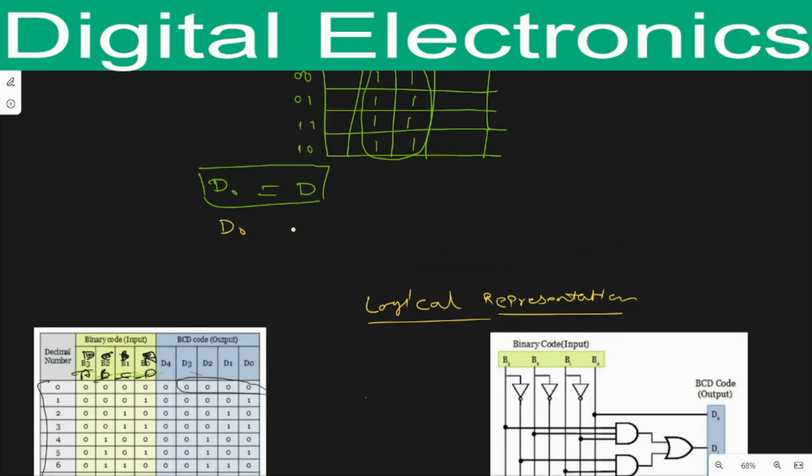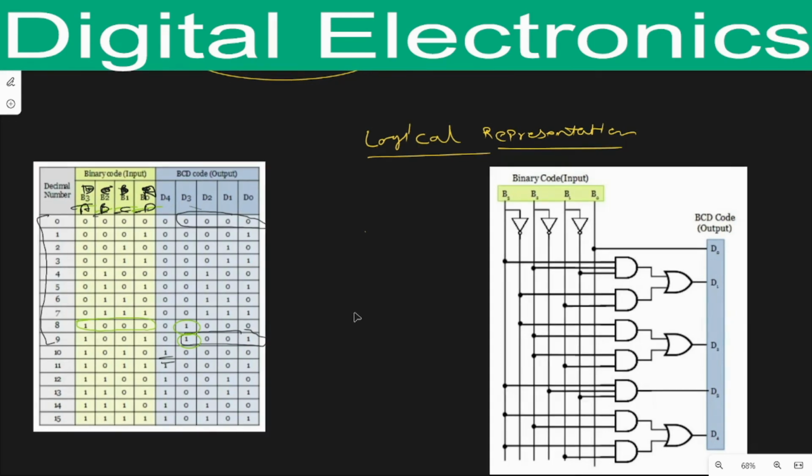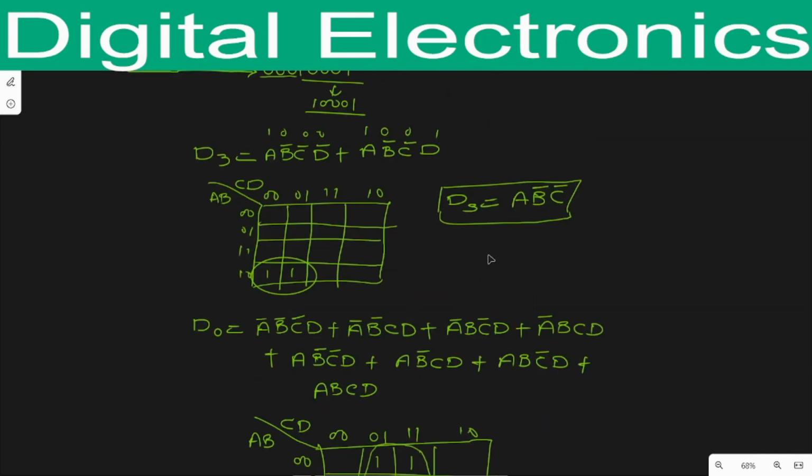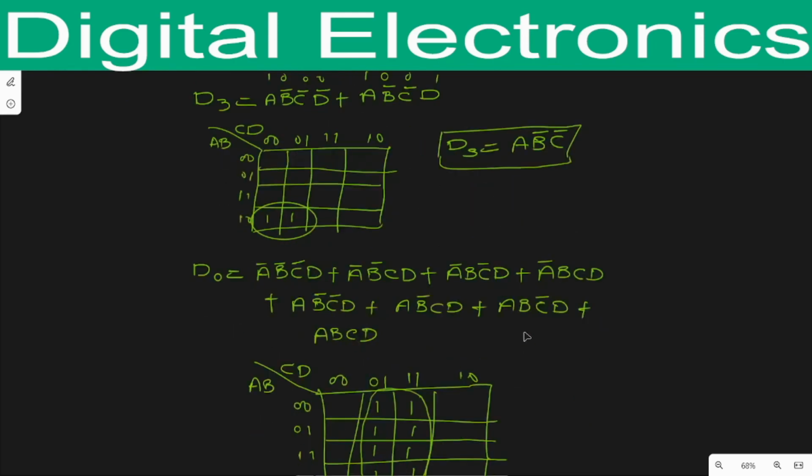Here D naught equals B naught. So by using the logic diagram below, we can check that when we connect B naught directly with D naught, it will represent this equation. Same as for D3: D3 equals A B bar C bar. In terms of B3, B2 and B1, we can write it as B3 B2 bar B1 bar.